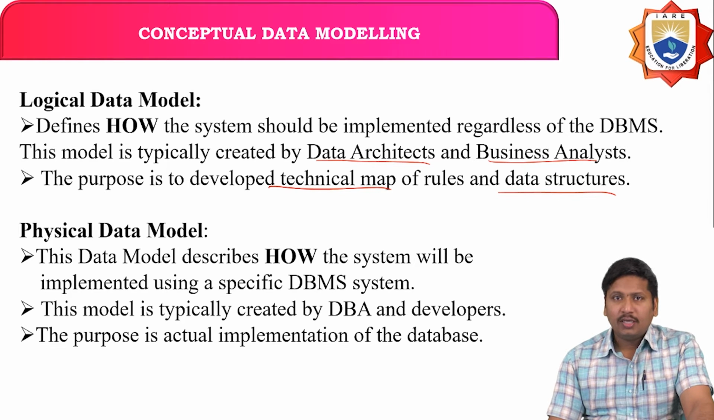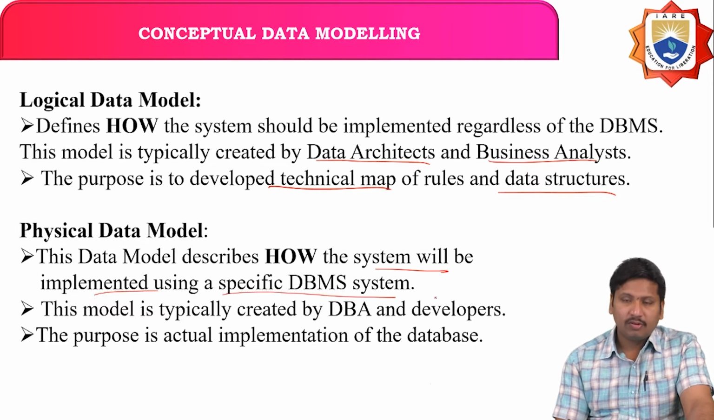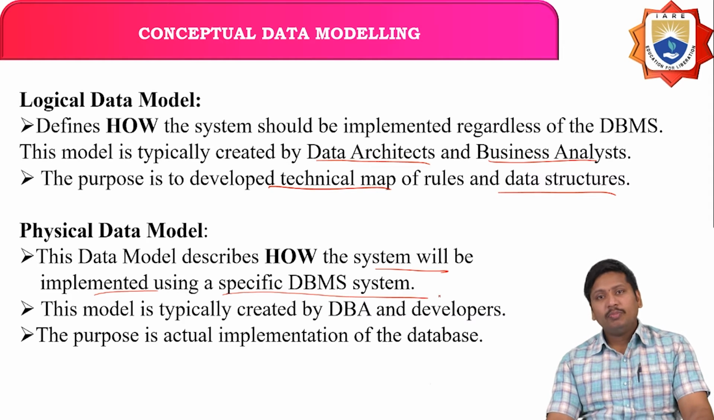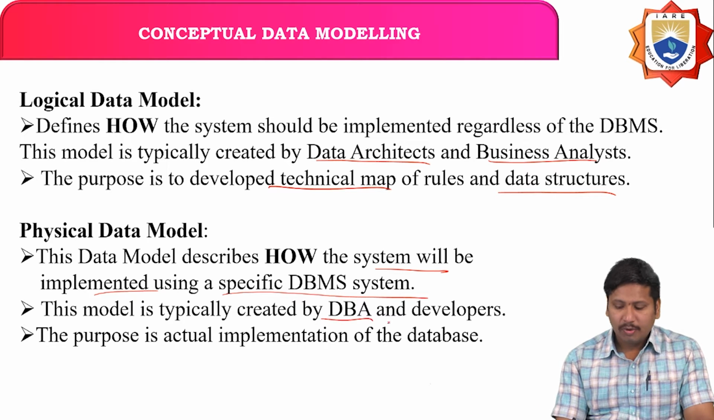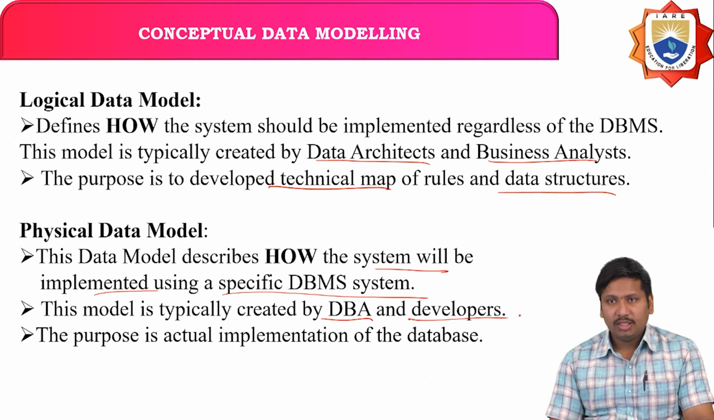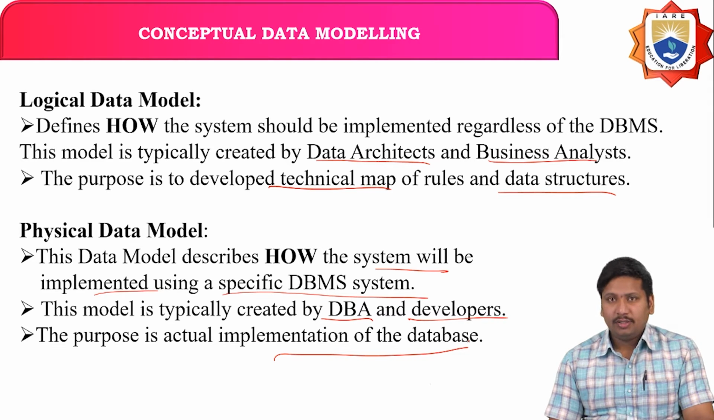And the third one is the physical data model. The physical data model describes how the system will be implemented using a specific database management system. So this model describes how the system will be implemented using a specific management system, and it is going to be created by the database administrator, that is the DBA, and developers, and the purpose is to implement the database system, right?